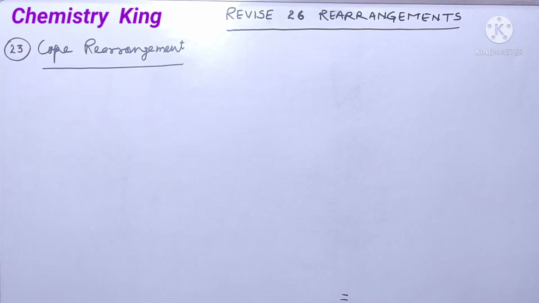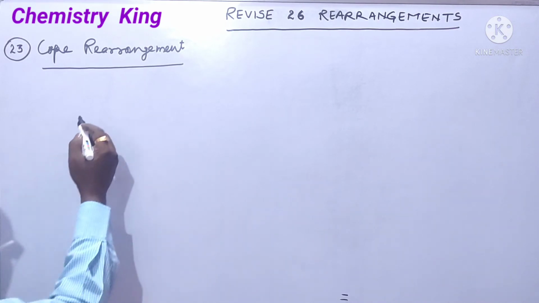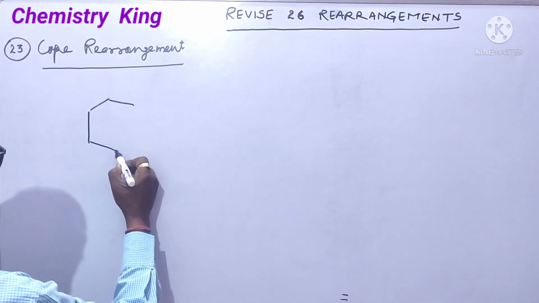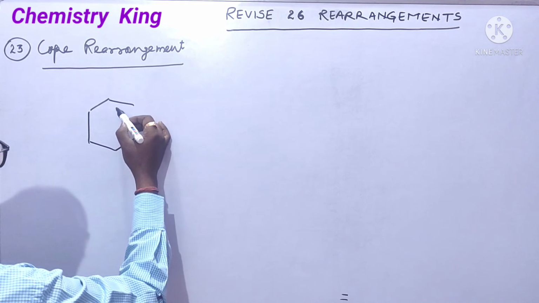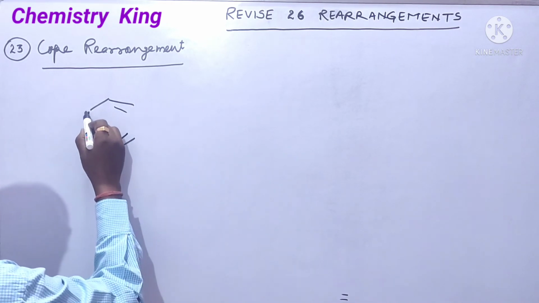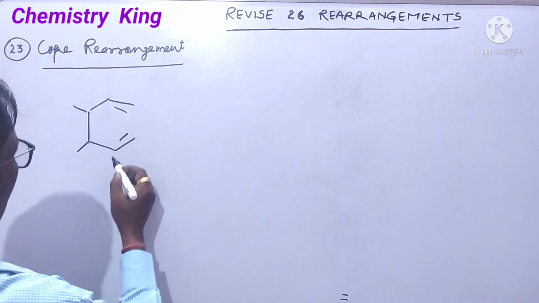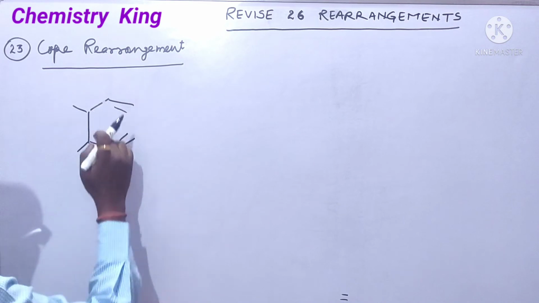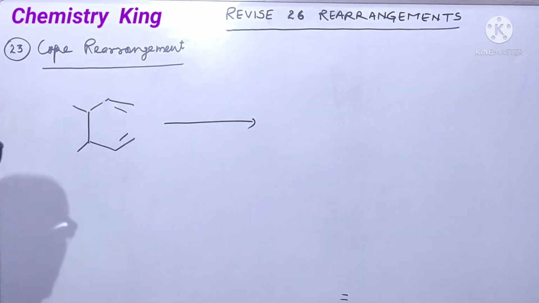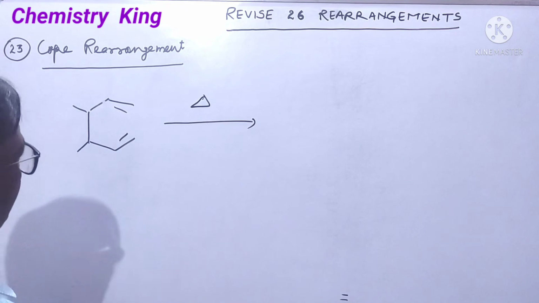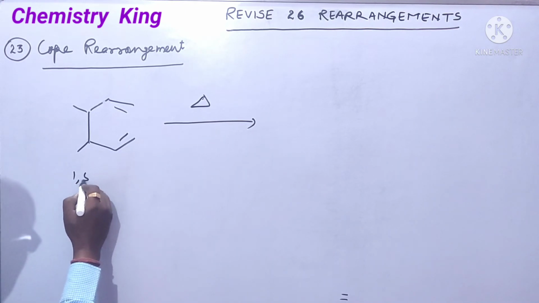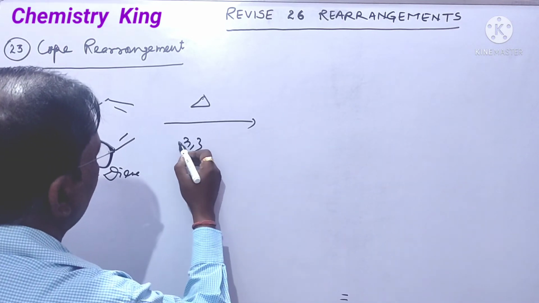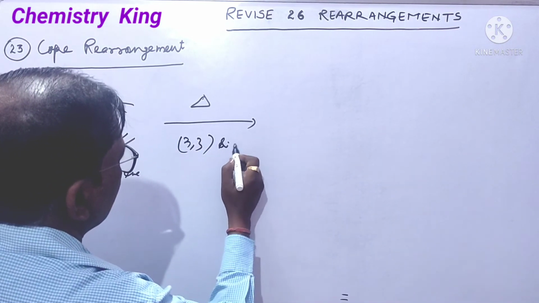Number 23. It is Cope rearrangement. Thermal isomerization of a 1,5-diene, 1, 2, 3, 4, 5, with double bonds at 1 and 5. Thermal isomerization of a 1,5-diene by a 3,3 sigmatropic shift.